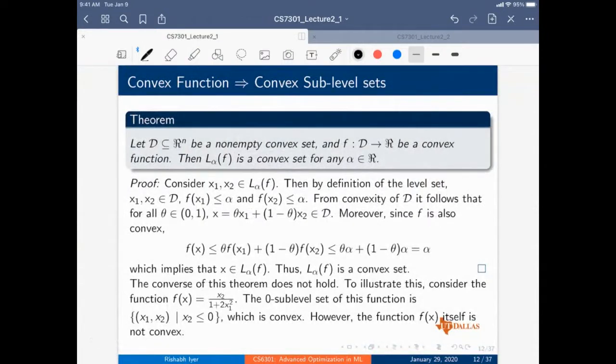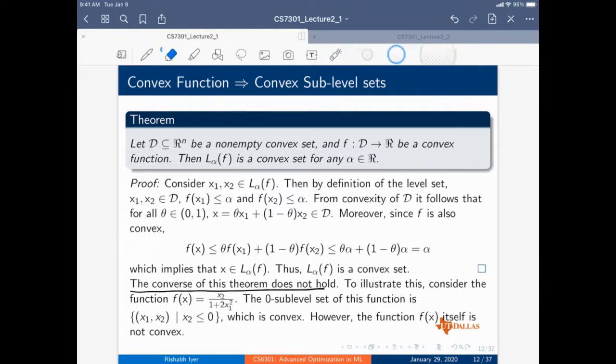So this is the point, right? Though L alpha f is a convex set, the converse of this result is not true. In particular, just because a sub-level set of a particular function is convex doesn't mean that the corresponding function is also convex. The sub-level set of a function could be a convex set, but that function may not be a convex function. An example of this is actually f of x.